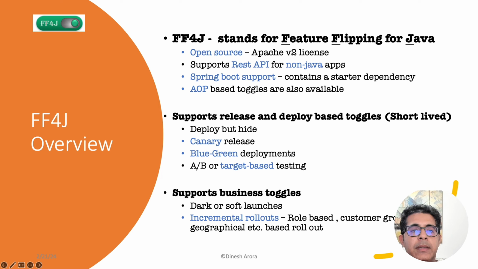So the AOP feature in FF4J allows me to write code without writing an if condition, and this is a very beautiful piece, and I would love to show you how it is done. But this is one feature which is not available in any of the libraries I've seen so far. And on top of this, the FF4J library supports a lot of different release strategies: canary based, blue green, target based, A/B testing, or you can even have a hybrid model as well. It supports all of that.